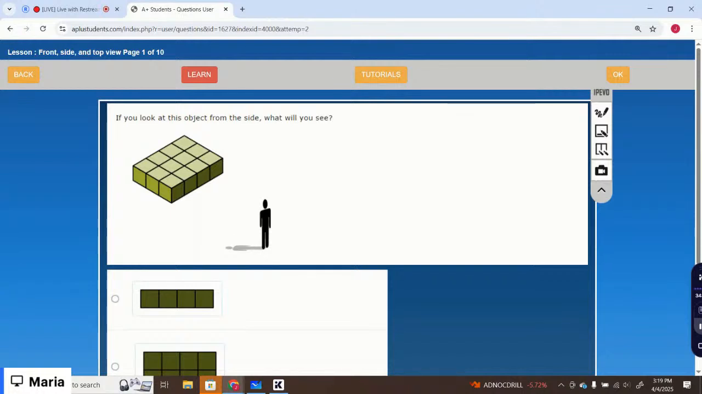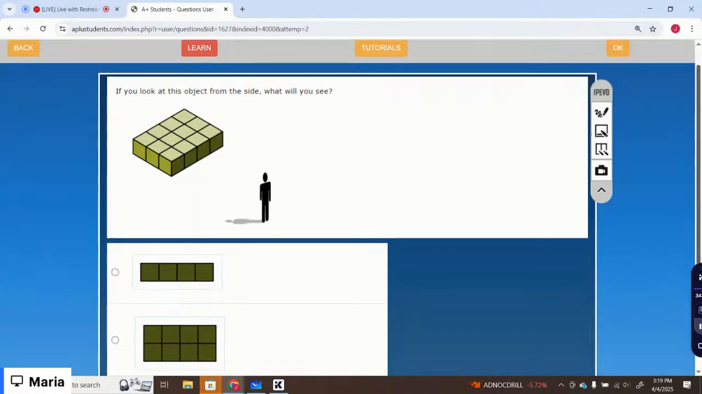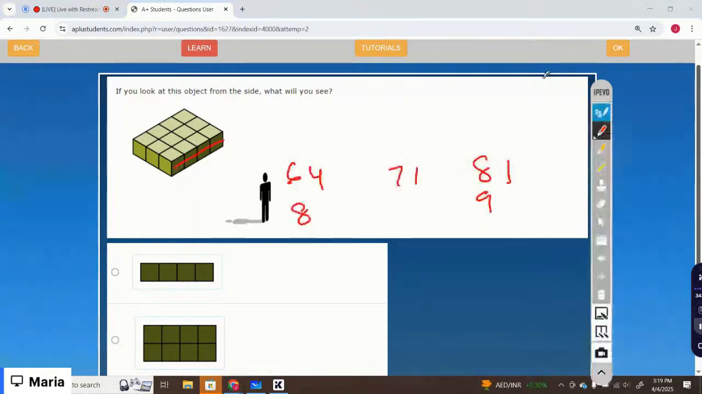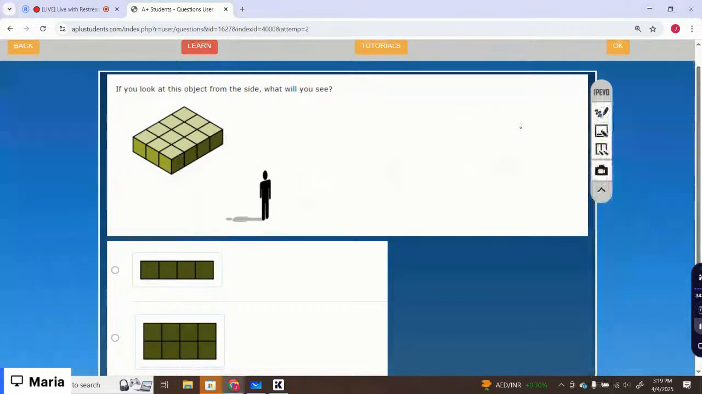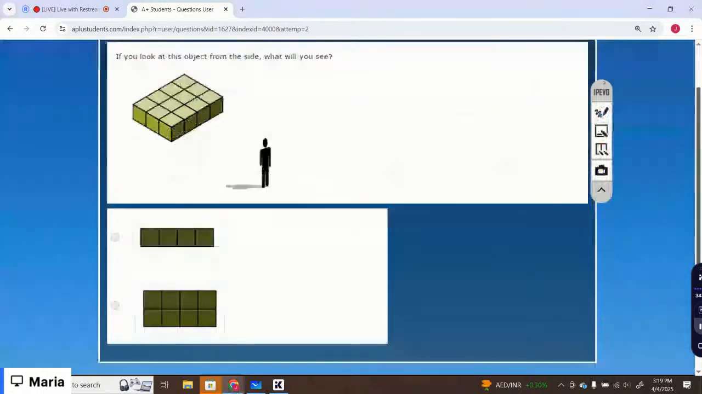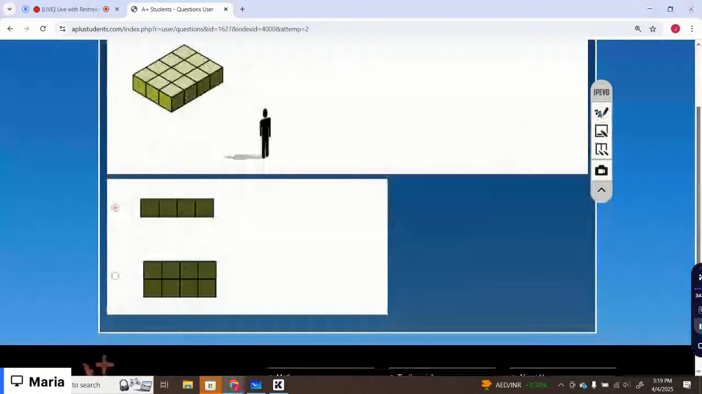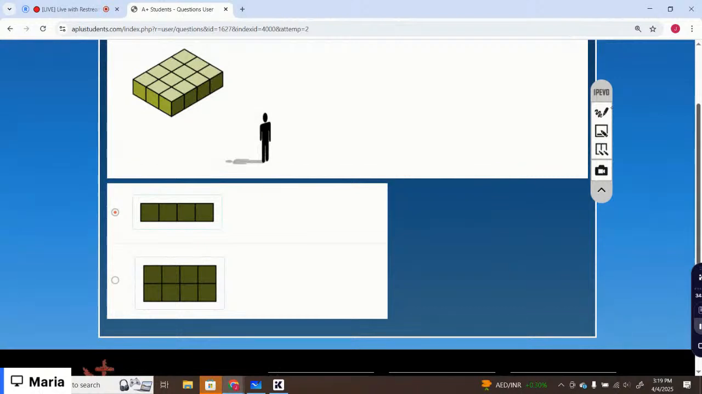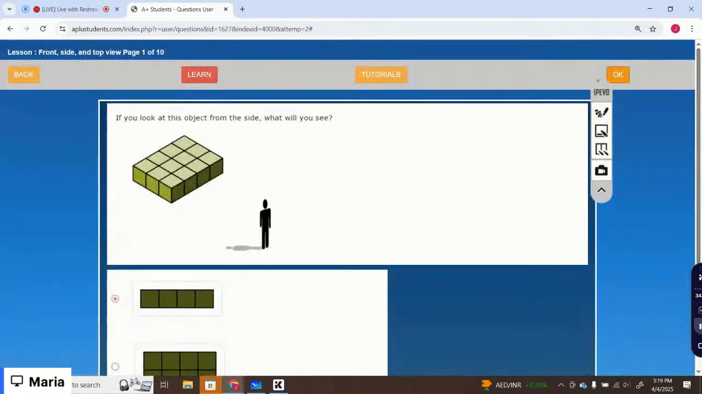If you look at this object from the side, what will you see? So when standing here, this is the side, right? So option number one is the correct option, right? You see this side, so option number one is the correct option.